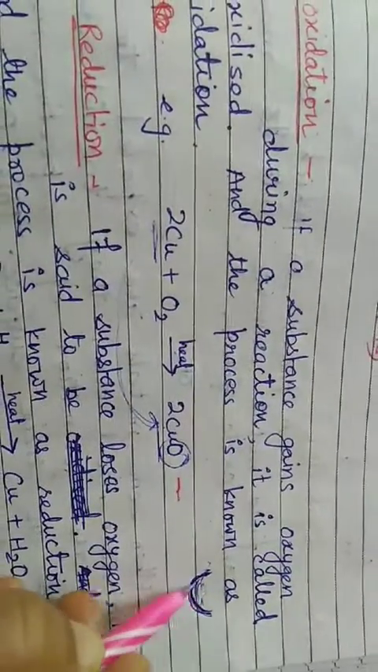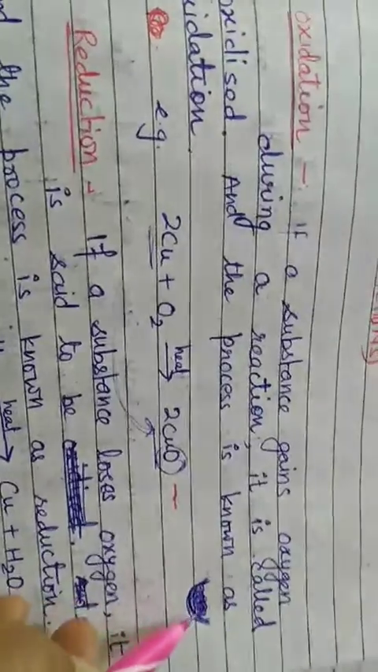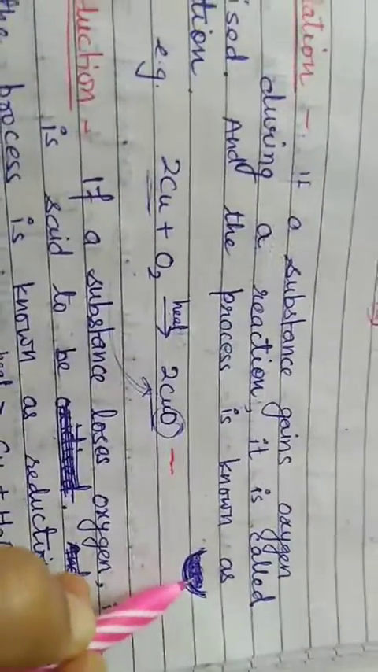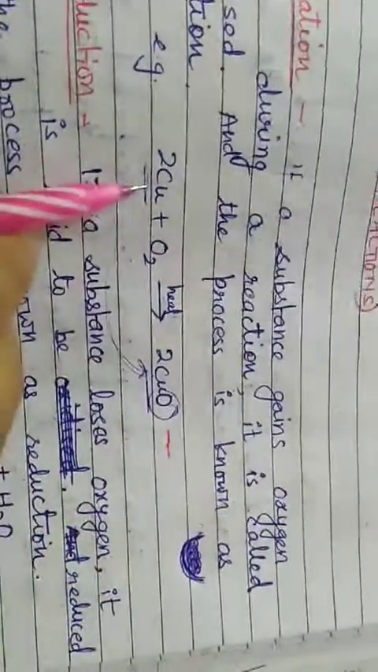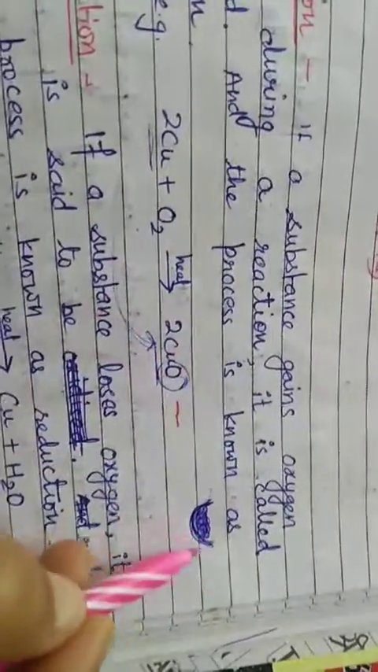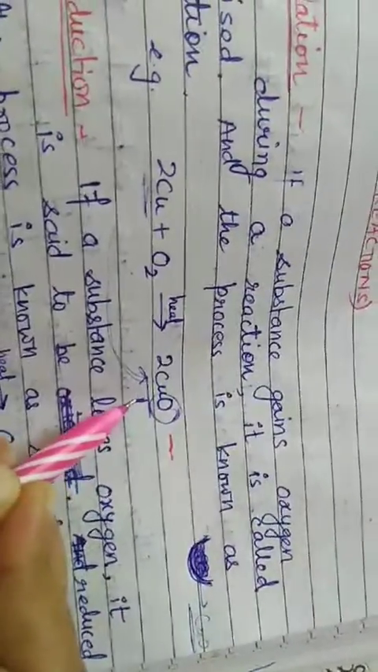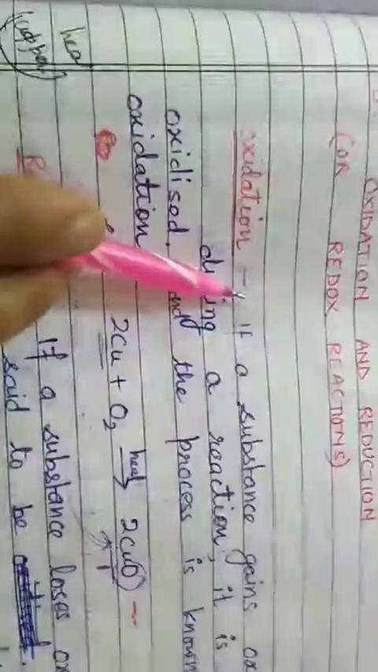You will observe that it becomes black after the heating. So why does it become black? Why does it blacken? Because the copper, with the addition of oxygen and on heating, converts into copper oxide, the black product, right? So that is known as oxidation.